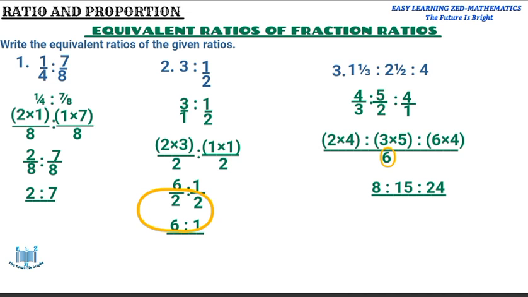So basically this is how you can find the equivalent ratios of given ratios when those ratios are fractions.